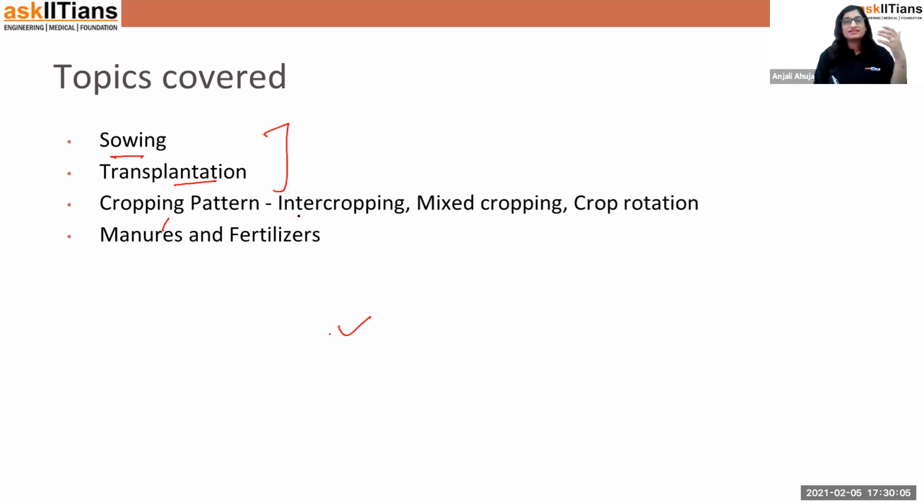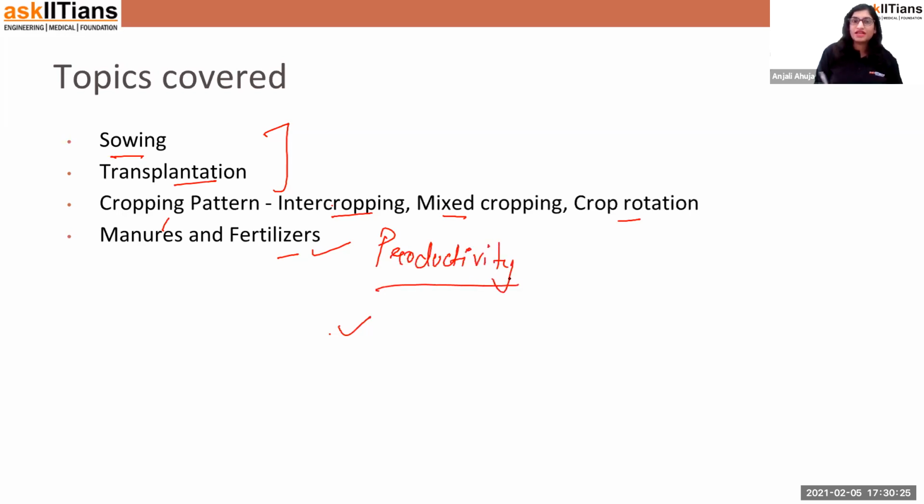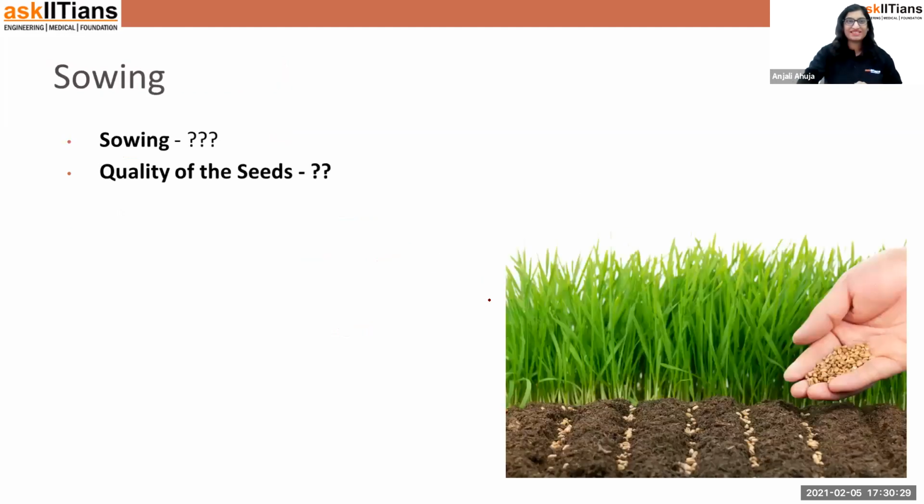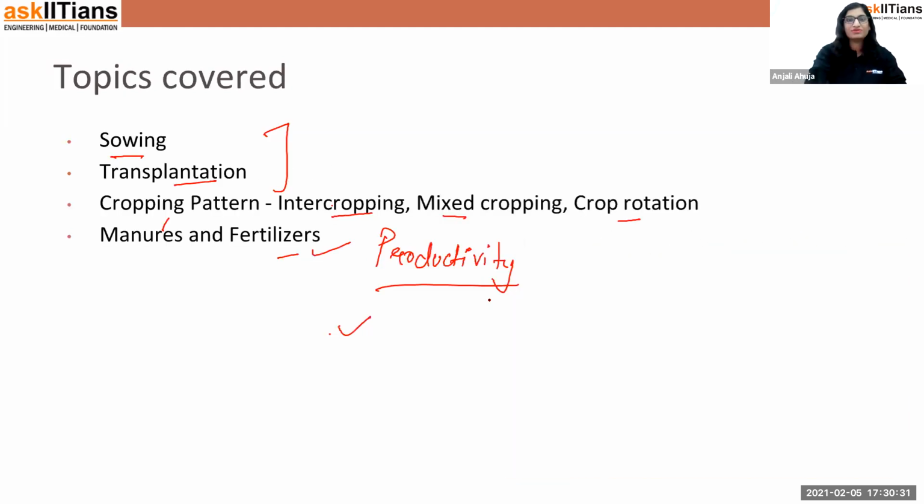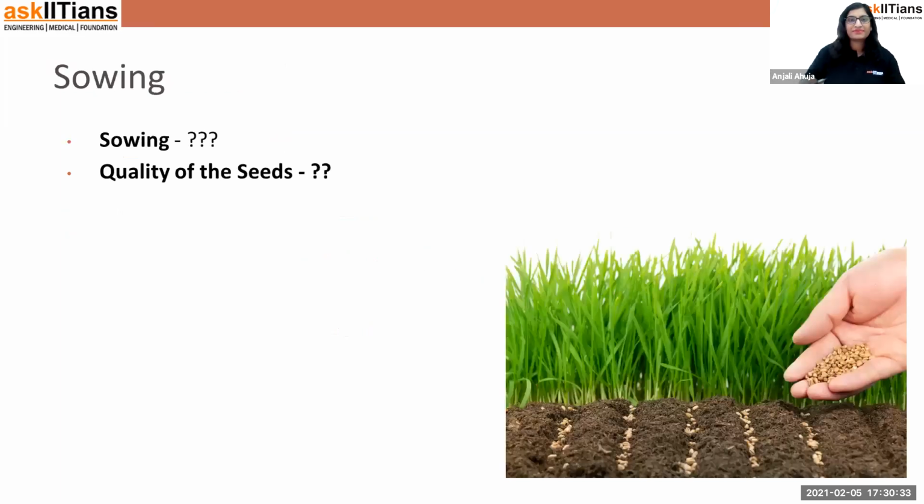Actually, sowing of seeds and transplantation are kind of connected topics. I'll also explain the cropping pattern, because these are very important and useful, and the cropping pattern must be followed. Then manure and fertilizer, because they are the ones that increase productivity. So these are the steps that we are going to follow. Let's start. This is the next one. The first point we have to discuss is about the sowing of seeds.